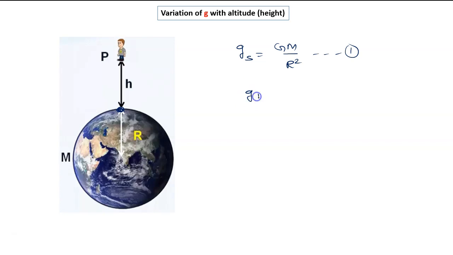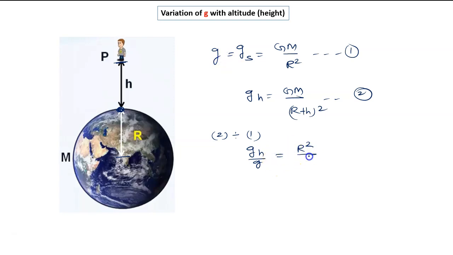The gravity at height h is given by GM upon the distance of this observer from the center of the earth, which will be given by h plus R. So you will say it is R plus h whole square. This is equation number 2. If we divide equation 2 by equation 1, we will say gravity at any height h upon gravity at surface, let us say it is g only, equal to R square upon R plus h whole square.